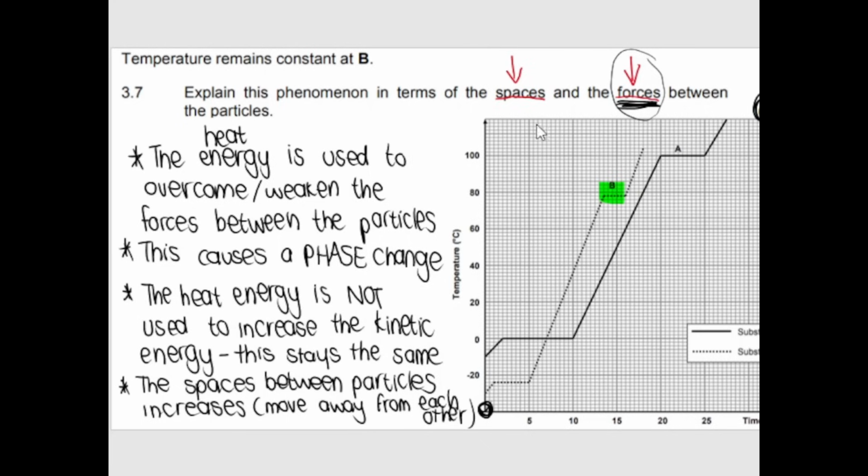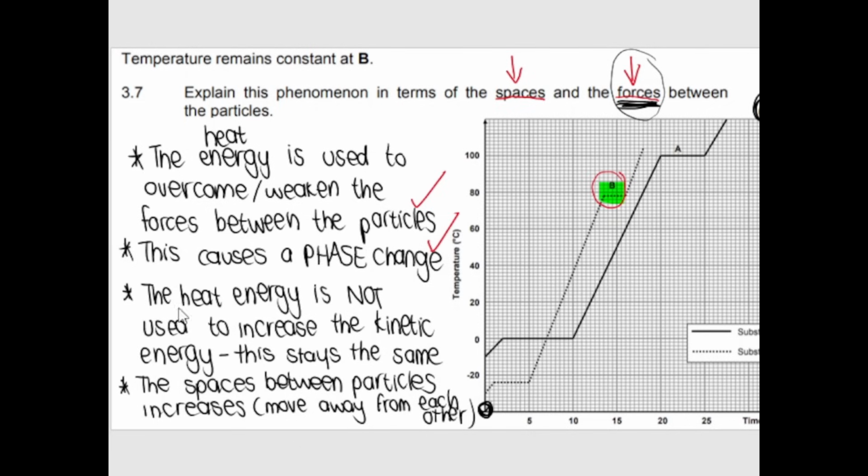So remember, when they are liquid, they're packed closer together, those forces are stronger. But then we add heat energy, and at B, the temperature is not increasing because that heat energy is weakening the forces between the particles. That causes a phase change.